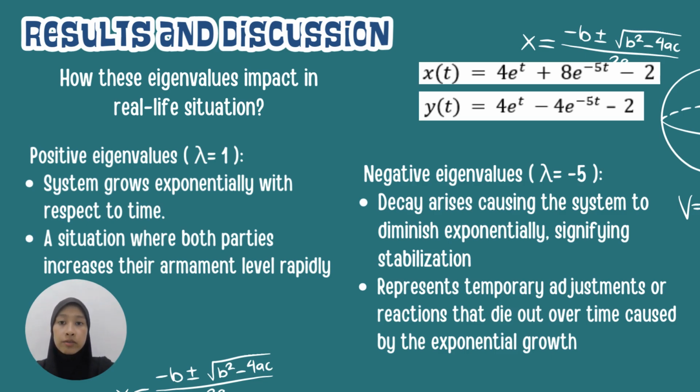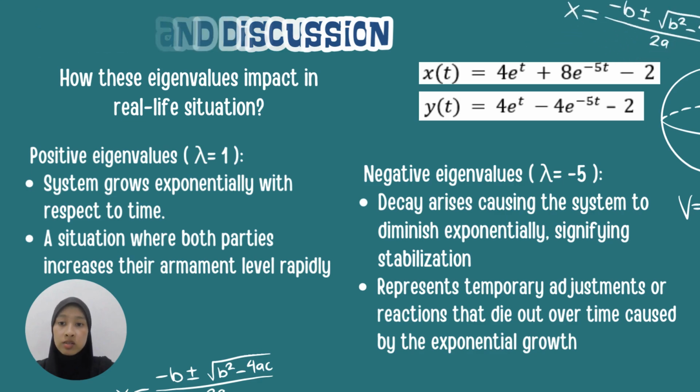Next, the negative eigenvalue lambda equals negative 5 corresponds to a mode where the system decays exponentially with time. The decay arises because of the negative eigenvalue, which causes it to diminish exponentially, signifying stabilization. In real life situations, this could represent a temporary adjustment or describe initial attempts at stabilization, overcome by the exponential growth that comes from the positive eigenvalue, as I said just now.